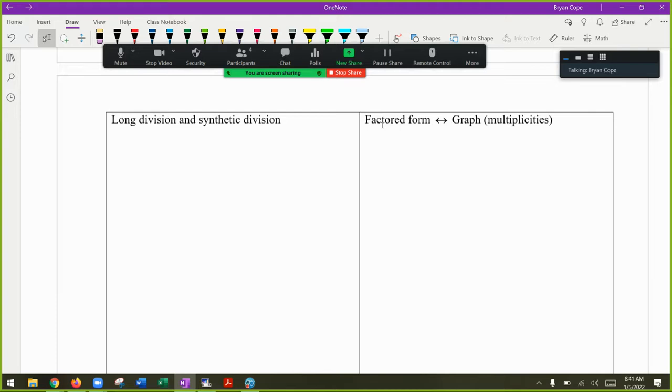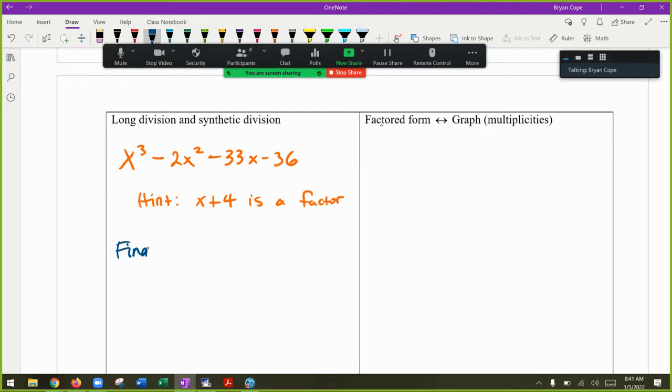Okay, here we go. Can you guys take this polynomial, x to the third minus 2x squared minus 33x minus 36, and I want to give you a hint. The hint is that x plus 4 is a factor. So you know what that means. You're going to be using some synthetic division here to undo that fact. And so the directions are this. Find all zeros. Okay, you guys go to work on that.